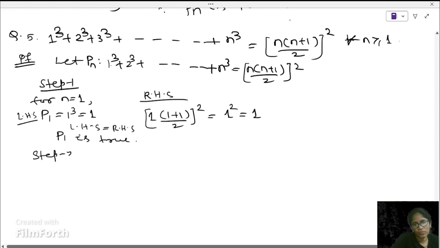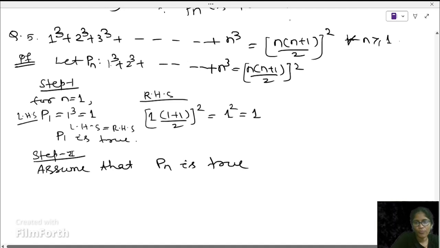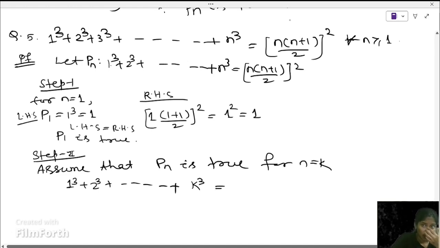Step 2. Assume that Pn is true for n is equal to k. That means 1 cube plus 2 cube plus up to k cube is equal to k into k plus 1 by 2 its whole square.